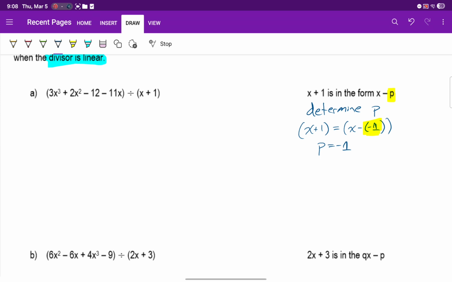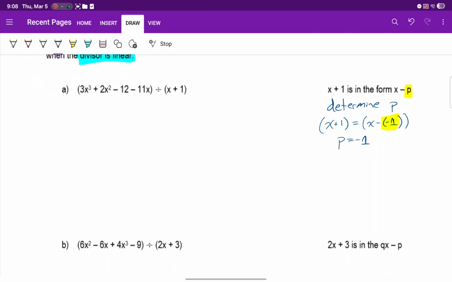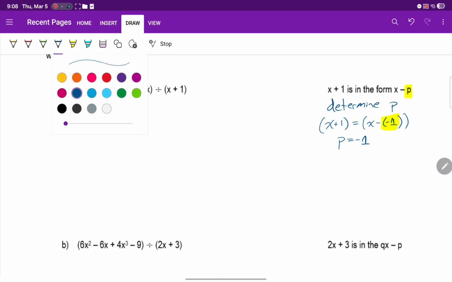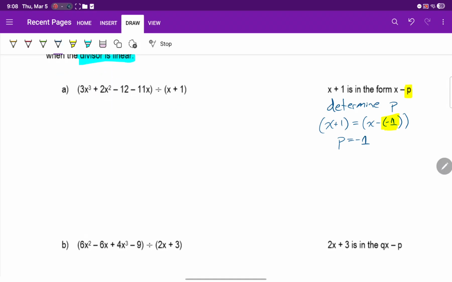So we are going to use that as our p-value. Once you get this process set up, it's pretty straightforward. The setup is we take our p-value. I'm going to highlight that in yellow so you see where exactly it's going. We take our p-value, which is negative 1, and beside it we draw a little half box here, two sides of a box.